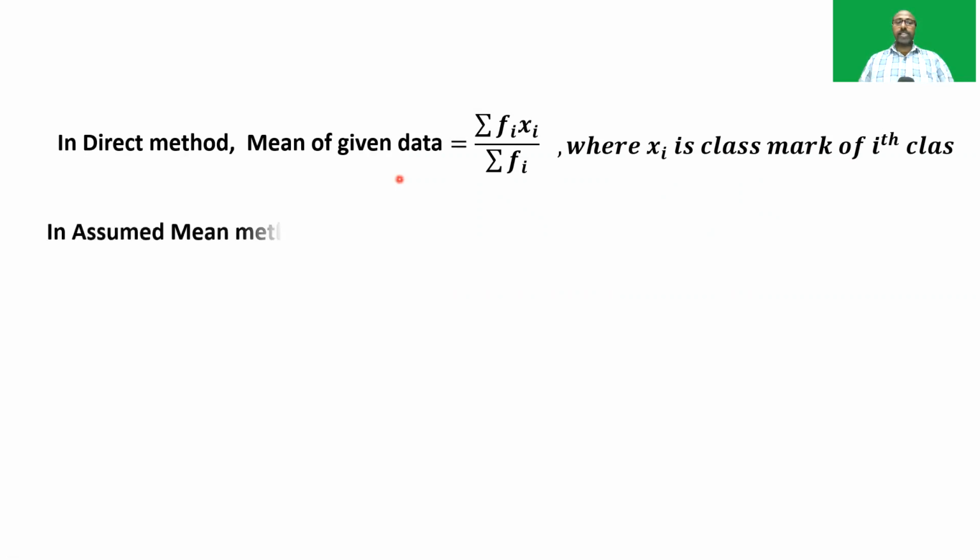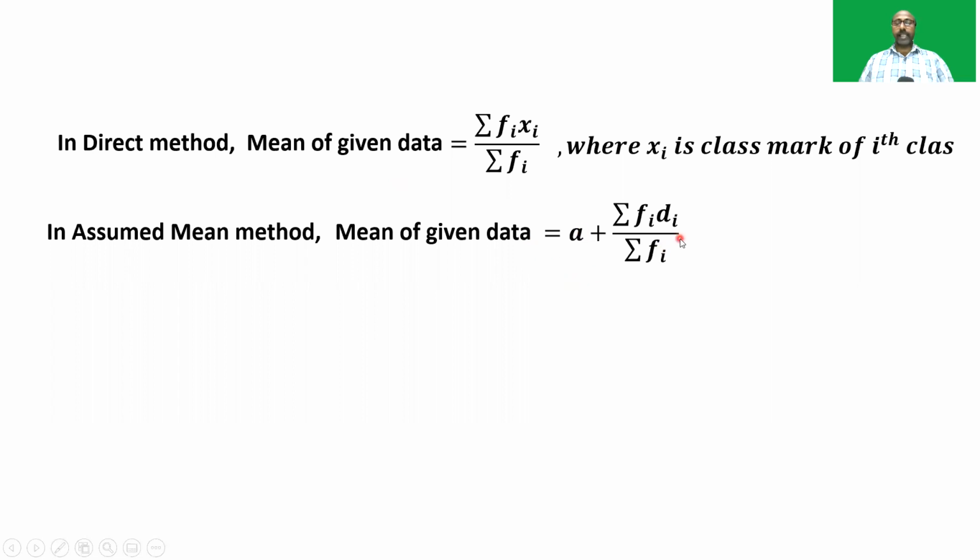And in the assumed mean method, the mean of given data is equal to a plus sigma fi di by sigma fi, where a is our assumed mean and di is the deviation of the class mark of the ith class from a. That is, di is equal to xi minus a.